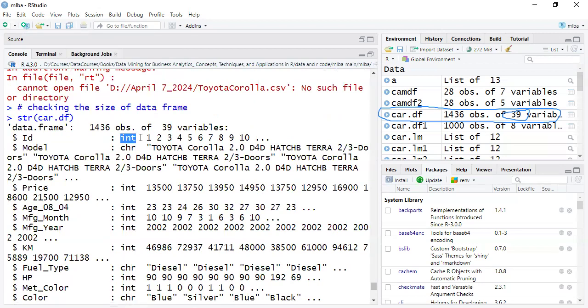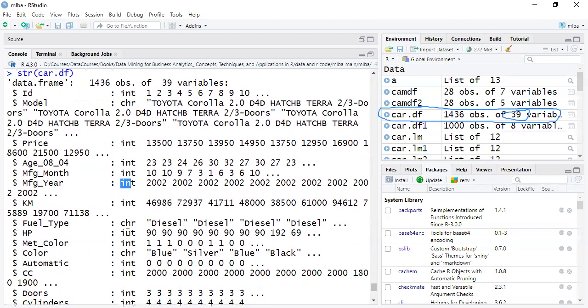Integer is a type which is for numeric variables. This is a character variable, meaning string variable. This is an integer variable, against price an integer variable, then a character variable. This variable is in characters, but we have to convert it into a factor because it has only a few values, only 3 values as I mentioned earlier.